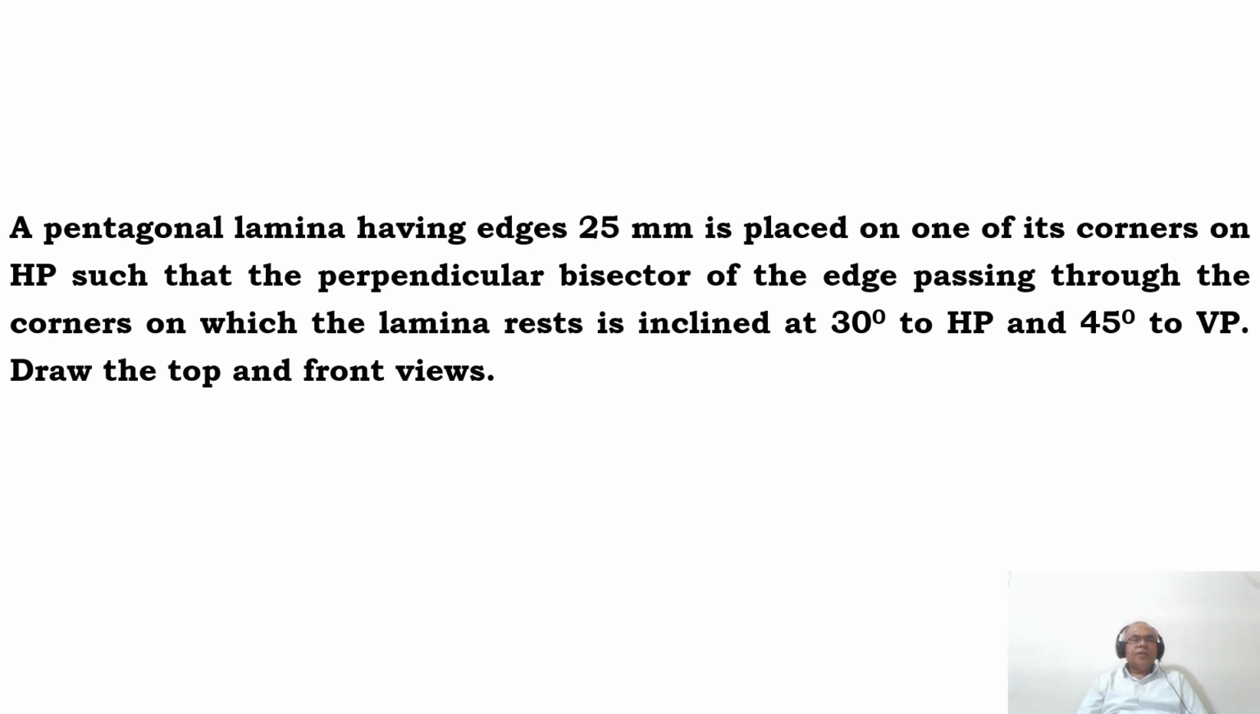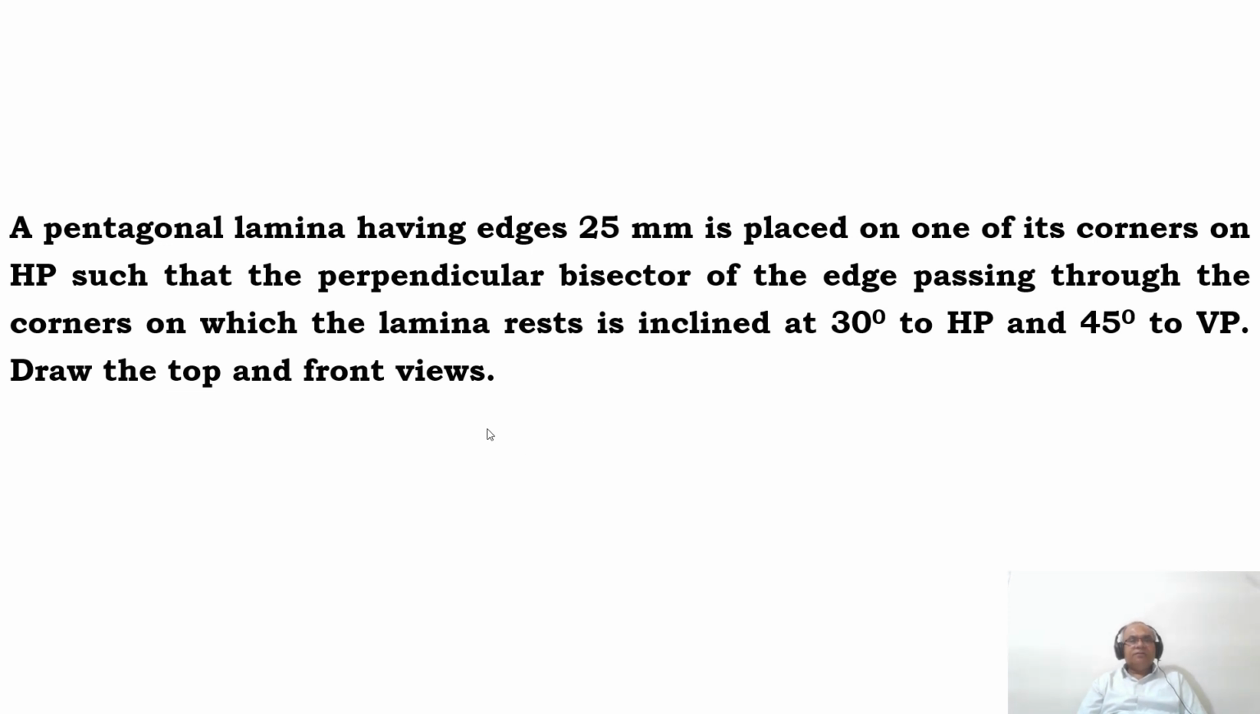Now in this video, a pentagonal lamina having edges 25 mm is placed on one of its corners on HP, such that the perpendicular bisector of the edge passing through the corners on which the lamina rests is inclined at 30 degrees to HP and 45 degrees to VP. Draw the top and front views of the lamina.